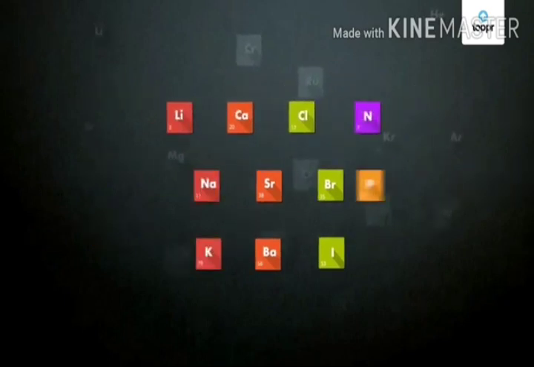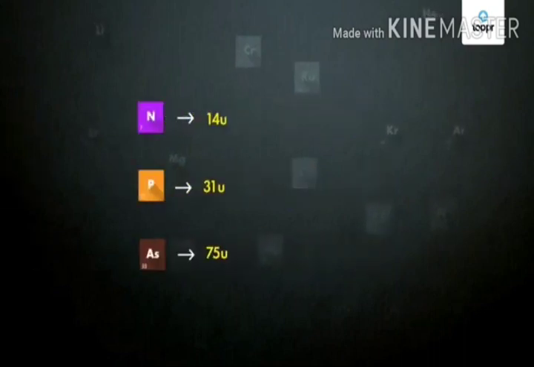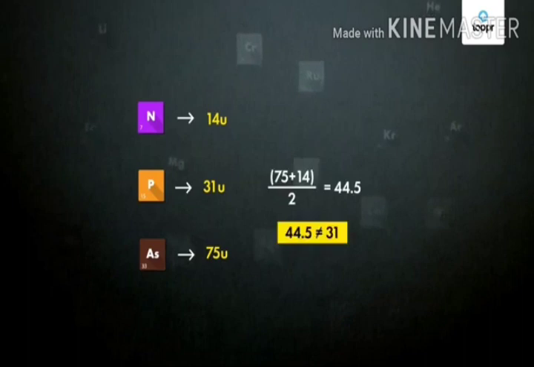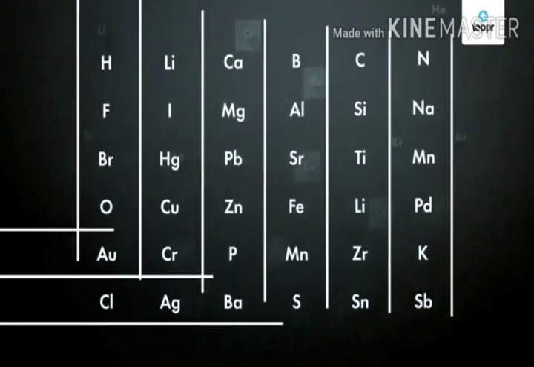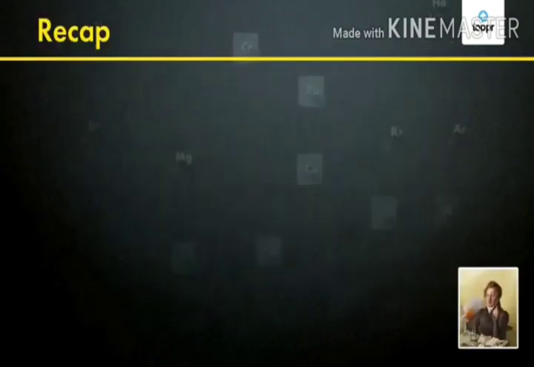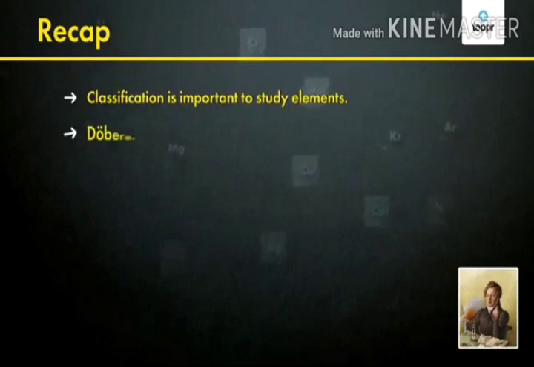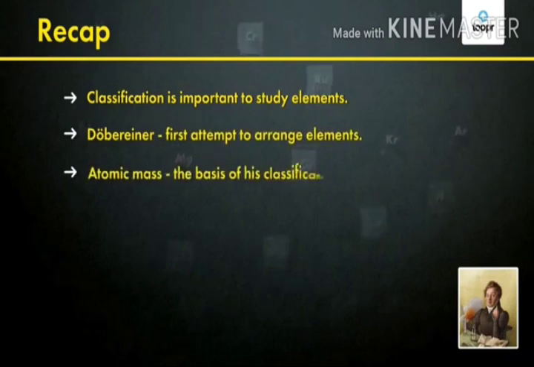But when we take others, like nitrogen, phosphorus, arsenic as a triad, and calculate the middle mass, the average mass does not match at all. So the Dobereiner's triad is not possible there. Children, you can conclude that he could identify only 3 triads. To summarize Dobereiner's triads: classification is important to study elements, Dobereiner's was the first attempt to arrange elements, and atomic mass is the basis of his classification.